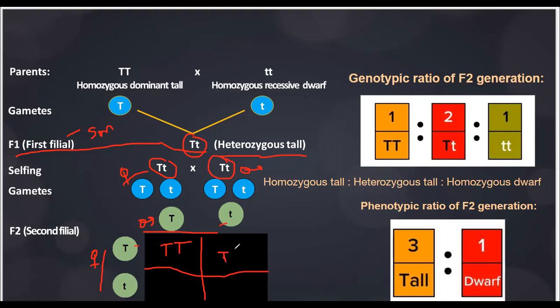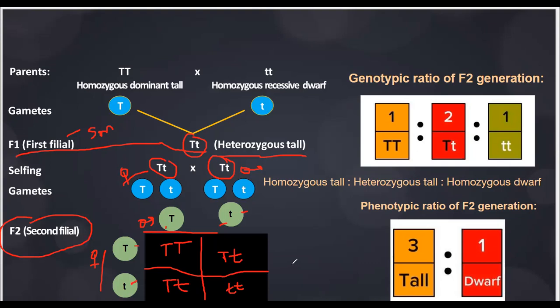So capital T into small t will give you one capital T, one small t. Now this into this again, so one capital T and one small t. Always you will write the capital letter first and then the small letter, and then one small t into another small t. So one small t into another small t. So this is what you will get in F2 generation.